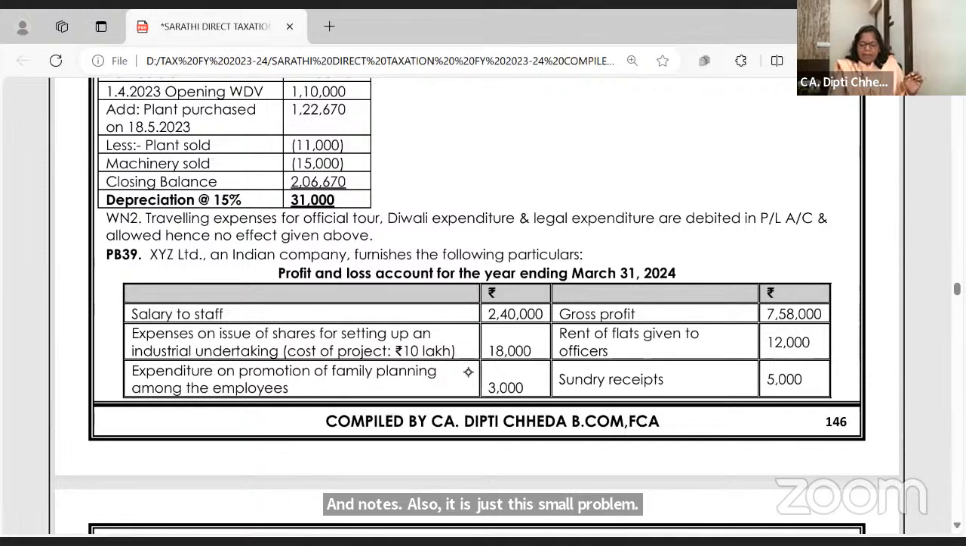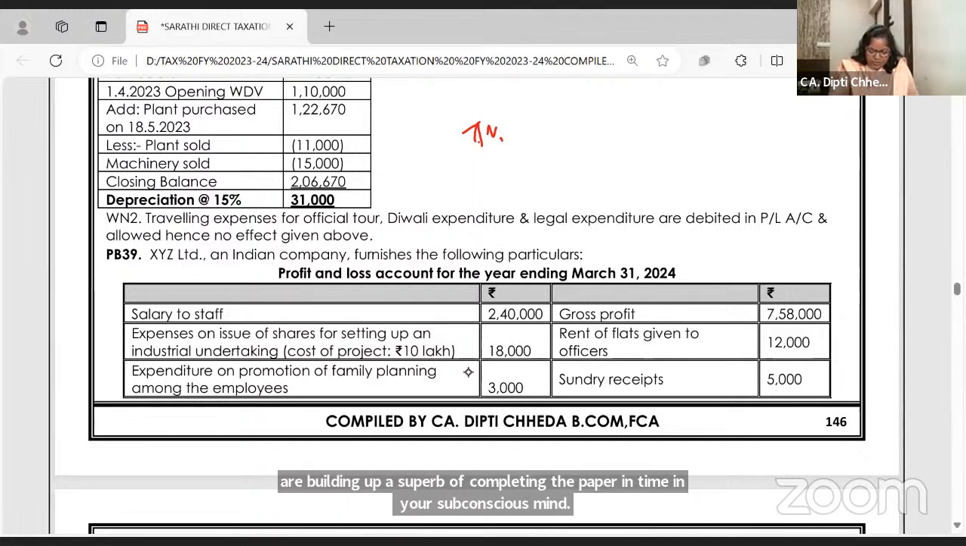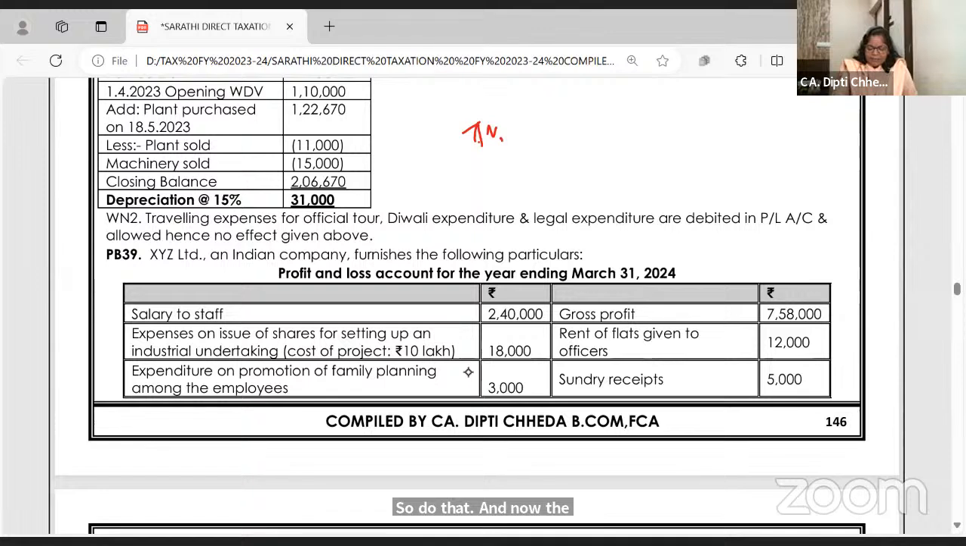Use a stopwatch. Ma'am, I took 7 minutes, I took 10 minutes. You are building up a superb habit of completing the paper in time in your subconscious mind. So do that. And now the last question, for these adjustments.